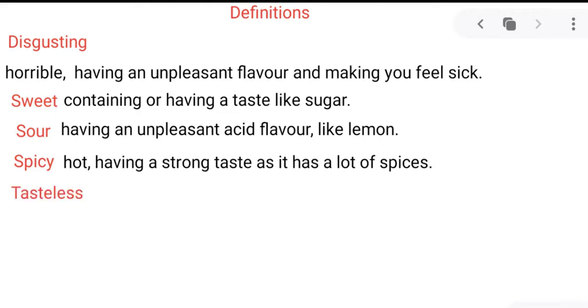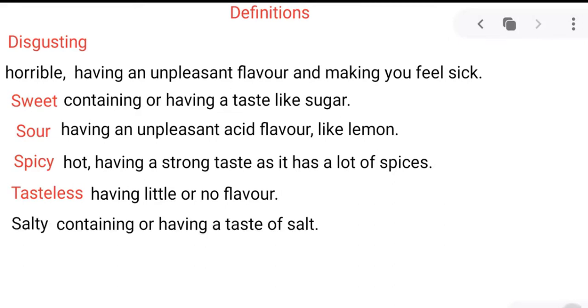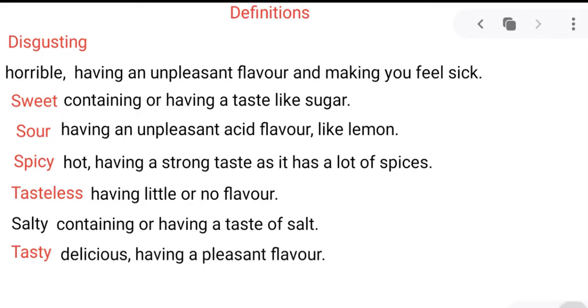Tasteless, having little flavor or no flavor at all. So the word tasteless means having little or no flavor. Salty, containing or having a taste of salt. And finally, the word tasty. Tasty means delicious, having a pleasant flavor.